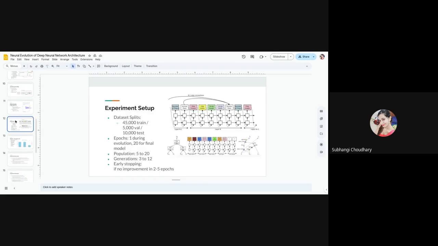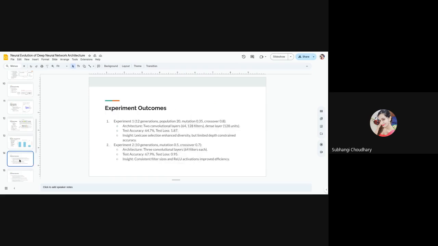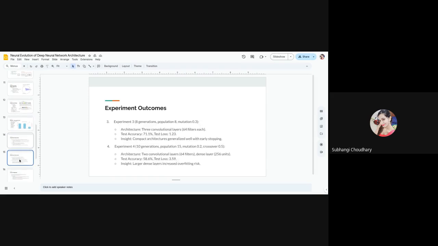Then I'll describe the experimental setup, where we conducted multiple experiments varying population size, generations, crossover probability, and mutation probability. Then I'll move on to results, where the key findings are a test accuracy of 73.82%, 30,554 parameters, and an architecture with three convolutional layers with 16, 64, and 64 filters and ReLU activations. Then we have these experimental outcomes, as you can see in the slides.